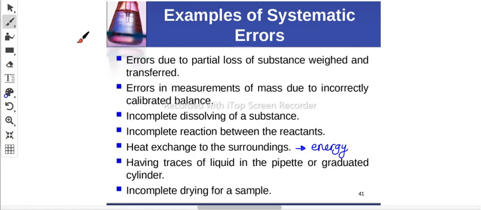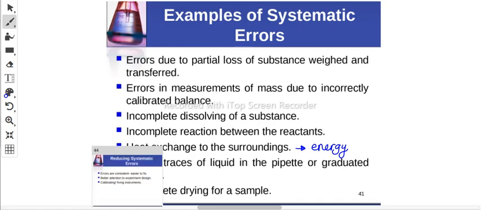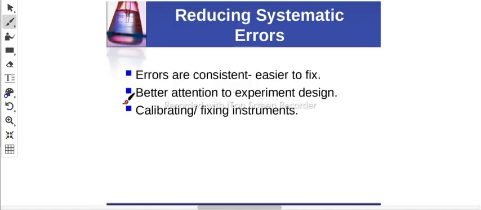Having traces of liquid in the pipette or graduated cylinder. Incomplete drying of a sample. I can also consider another systematic error while doing the titration. Perhaps it's the detection of the endpoint of the titration being inaccurate. Maybe you will exceed the endpoint by adding more titrant, so this is also considered another systematic error. How can we now reduce systematic error, or even eliminate and remove it altogether from the experiment?